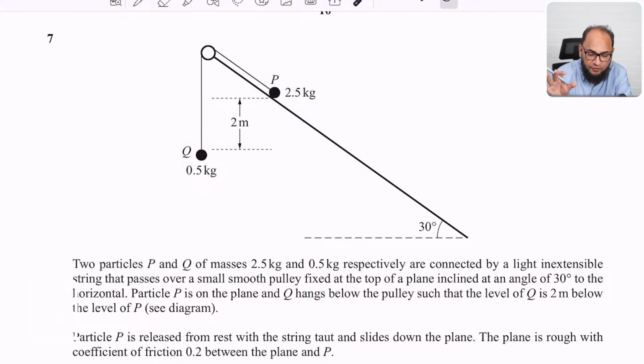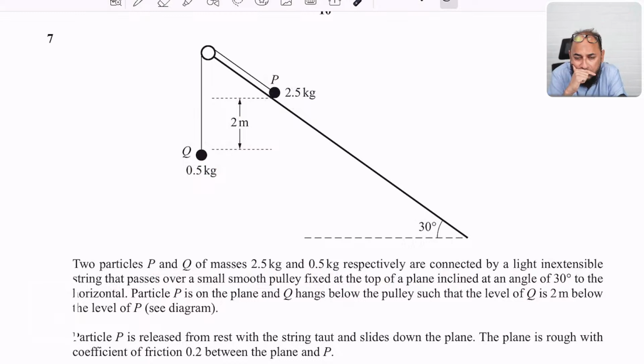Smooth pulley, no friction. Fixed pulley, no movement on behalf of the pulley. So that is the logic over here. This angle is 30 degrees, it's on the plane. Q hangs below the pulley such that the difference in the level is 2 meters. Now, go to one of these papers.